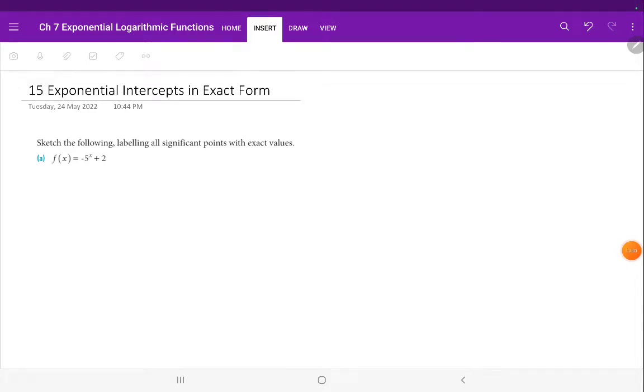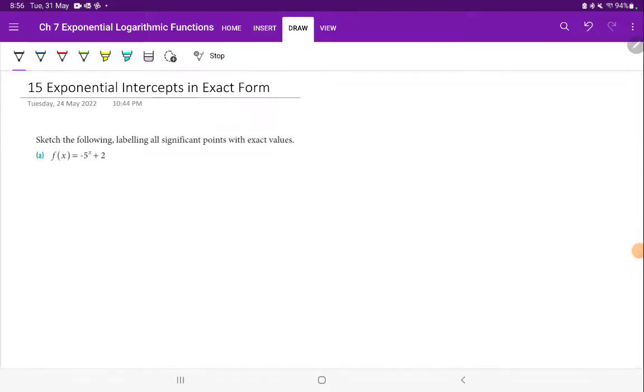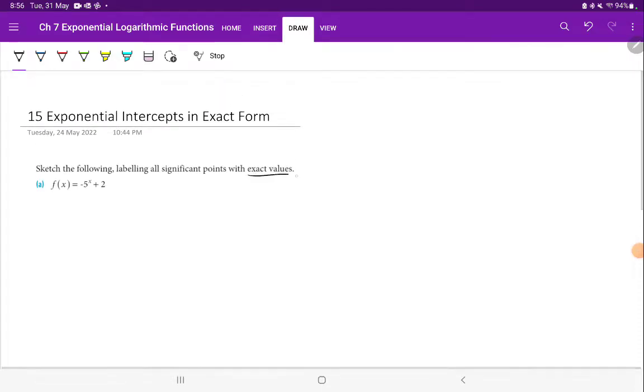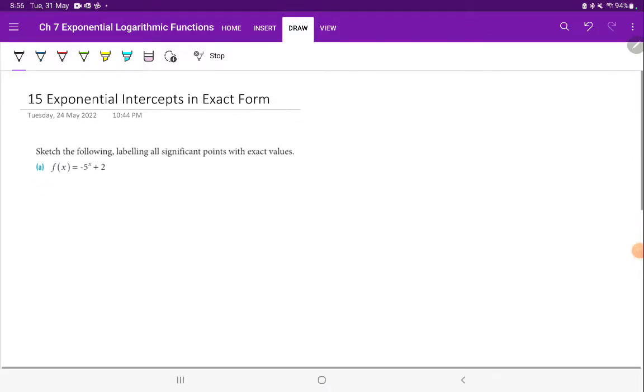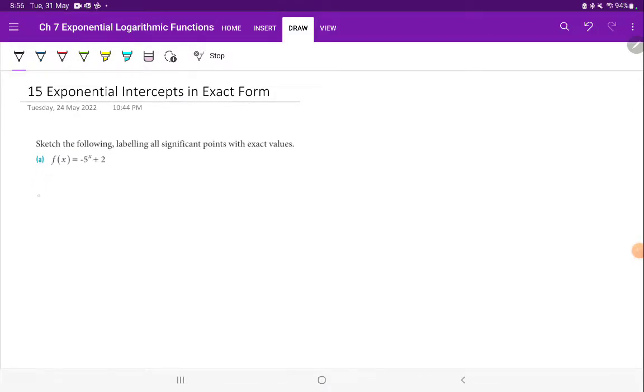We're finally here. We've been doing exponentials for a heap of time, and we haven't found a single x-intercept. So let's do it. Let's find the x and y-intercept and do a full sketch. So let's start off. And notice it says exact values, which means we're not going to be rounding these as decimals, if there's any need to.